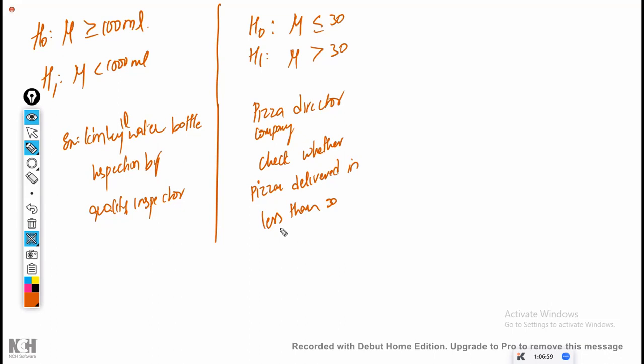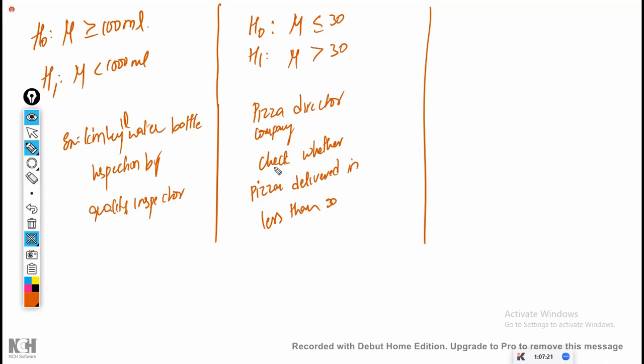No, right? More than 30 is the only problem for us. When we are having the problem, it is more than 30, because the company committed that they are going to deliver in 30 minutes. That is their commitment. So we are checking whether they are fulfilling whatever commitment they have given or not.